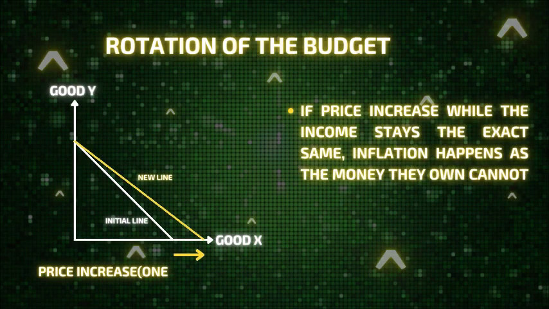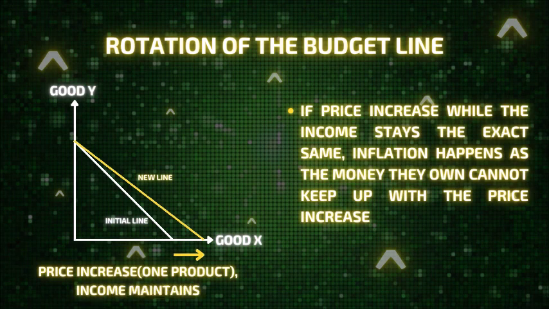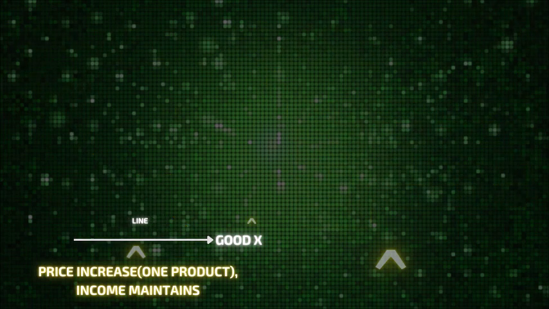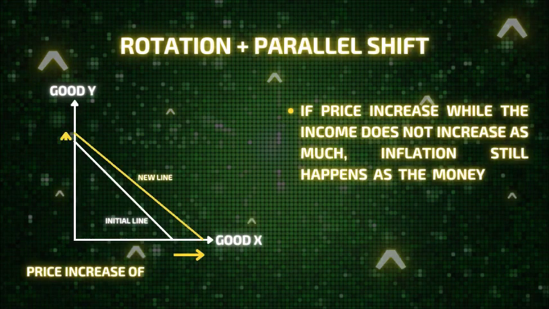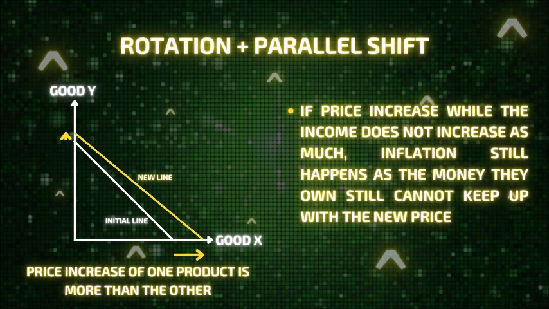If only one good has a change in the quantity that can be purchased, rotation of the budget line would happen. If price increases while the income stays exactly the same, inflation happens as the money they own cannot keep up with the price increase. This is how the graph will look if both goods increase in the quantity that can be purchased but at a different rate.